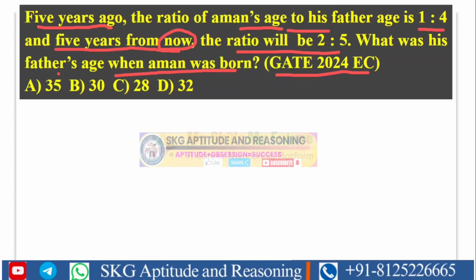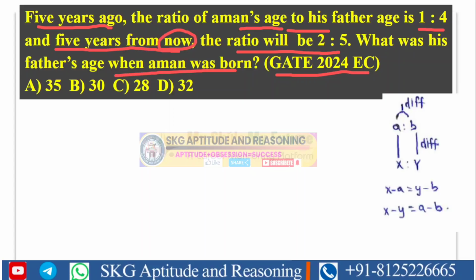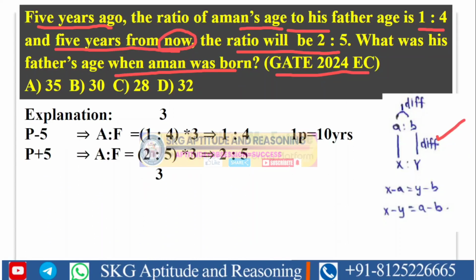So remember that if in the question two ratios are given and he asks us to find one person's age or both persons' ages, this is the very easiest method we apply. So this was the method we apply here, and let's see the explanation. In P minus 5, the ratio of Aman's age to his father's age is given as 1 is to 4, and in P plus 5, the ratio of Aman's age to father's age is given as 2 is to 5. So the difference between 1 and 4 is 3, and the difference between 2 and 5 is also 3. So 3 and 3 both get cancelled.